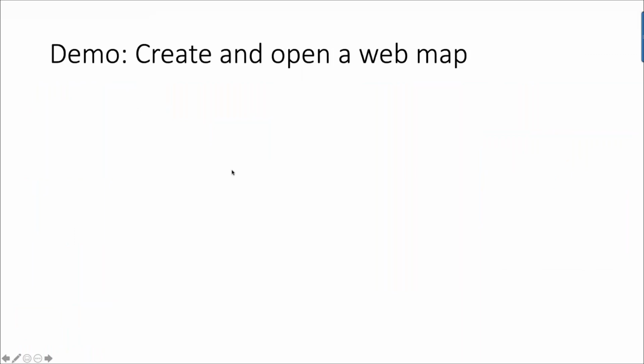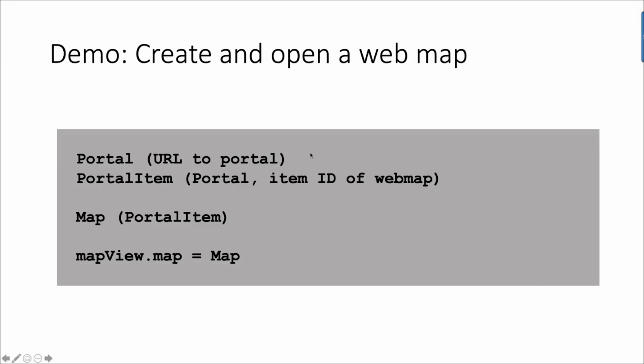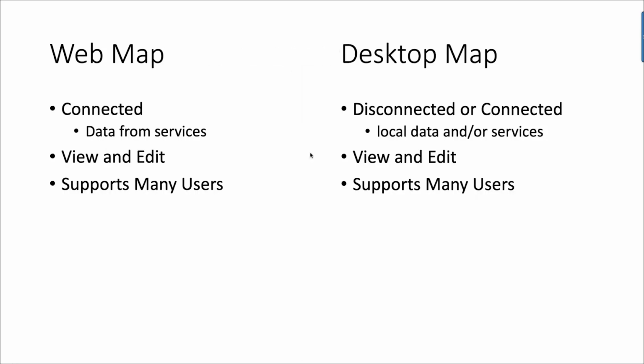Okay, so that was a refresher really. We saw creating an online web map and opening that in the runtime. We saw how simple that was, and we can see that reflected here. Create a portal, create a map from the portal item off that portal, and just associate that map with the map view. The runtime takes care of everything else in terms of displaying that.